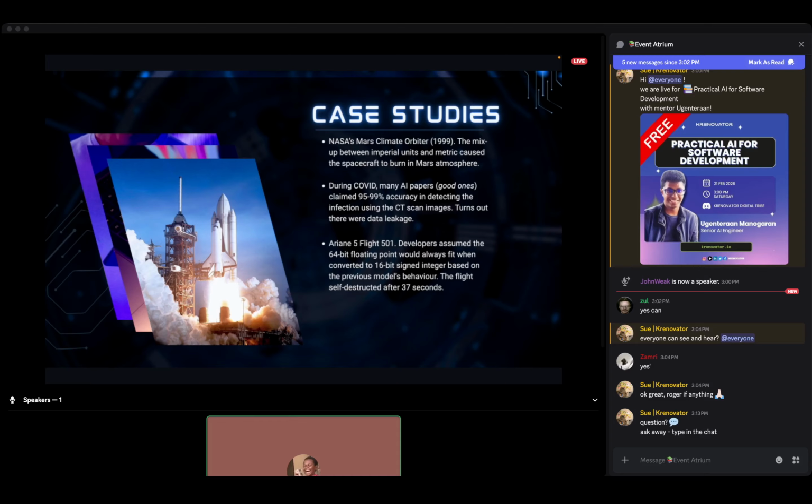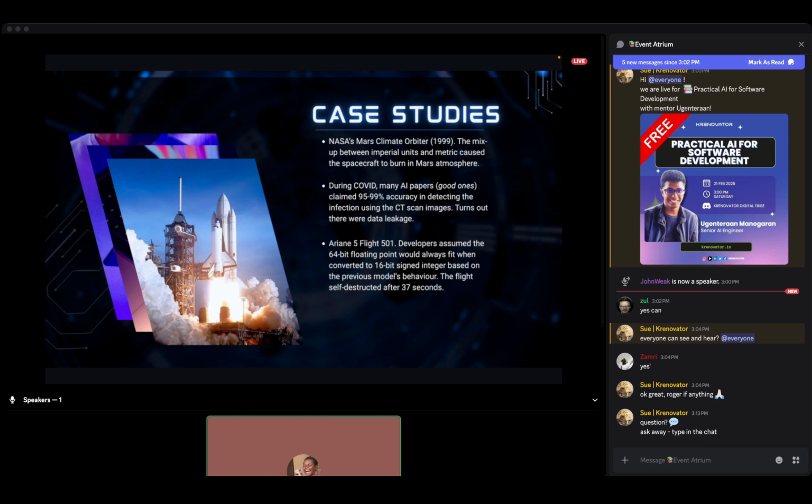And then the last case study would be the Ariane 5. Well, I believe this was also in the 90s. Now what happened here was there was already another flight called Ariane 4, and the developers were quite confident that the software that worked in Ariane 4 could also work in Ariane 5.